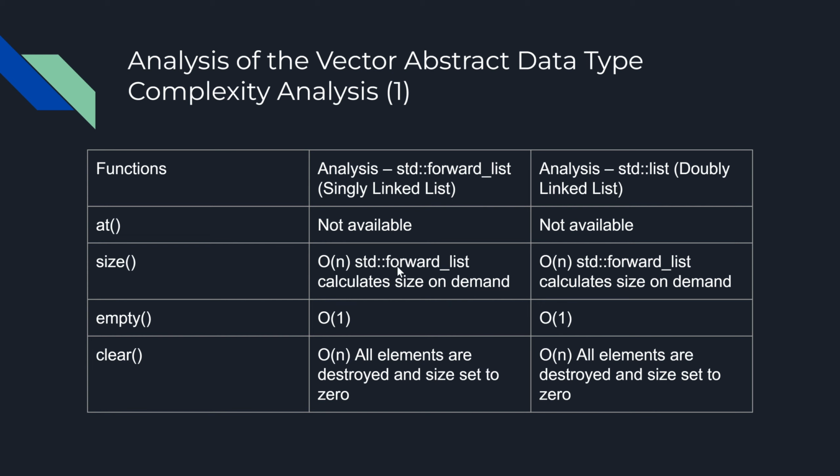Size: forward list calculates size on demand. O of 1, O of 1, O of n. Clear destroys all elements; all elements are destroyed and size is set to 0.